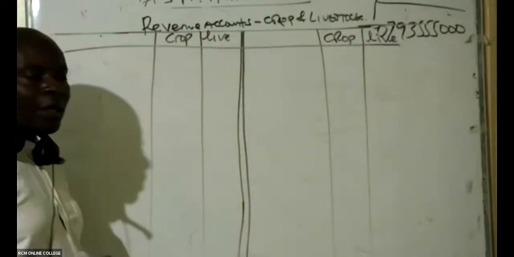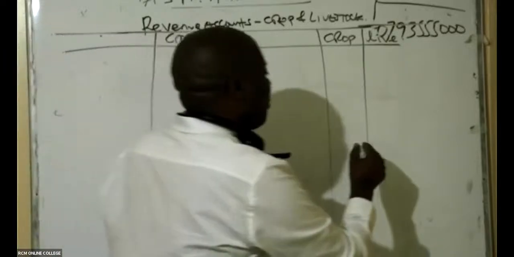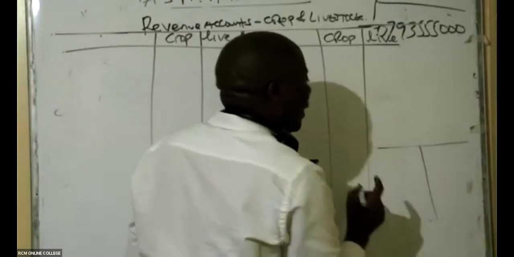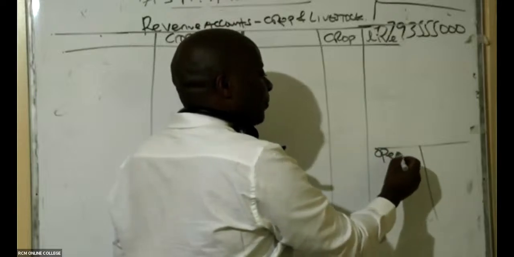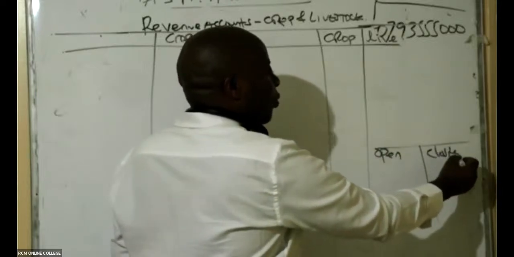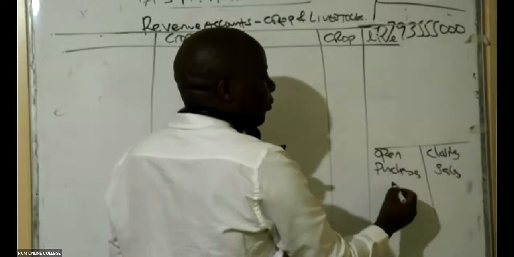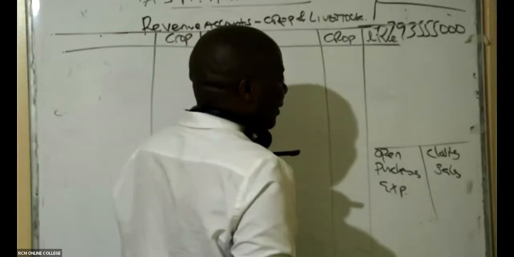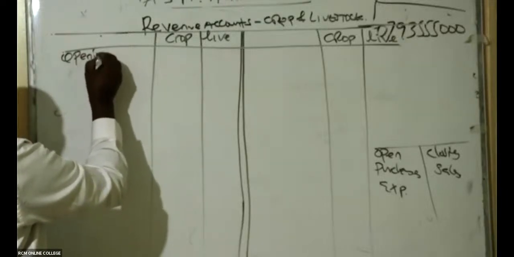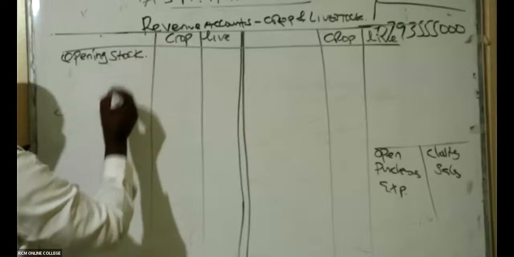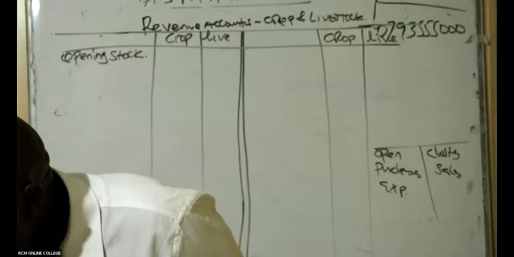Please remember, I've given you a general format. In the general format, for this revenue account, we are going to have opening stock here, closing stock here, sales here, purchases on the debit side, and then, of course, all expenses. So, ladies and gentlemen, please look for opening stock in this question.